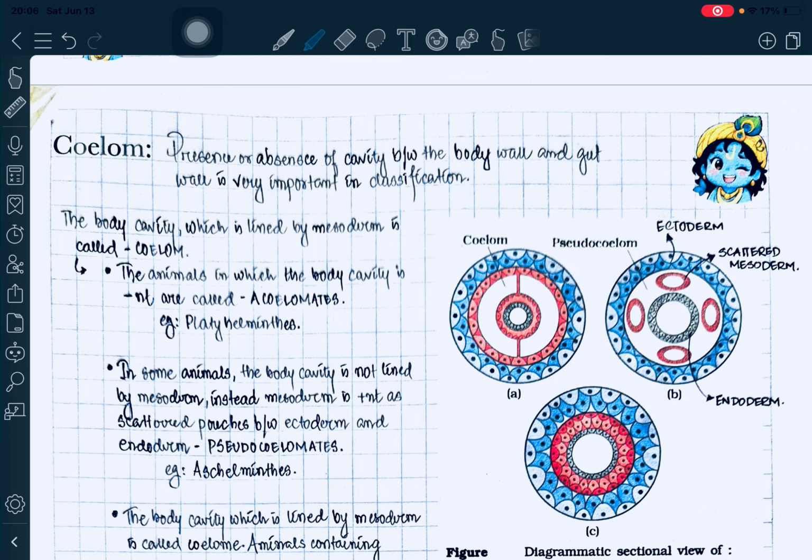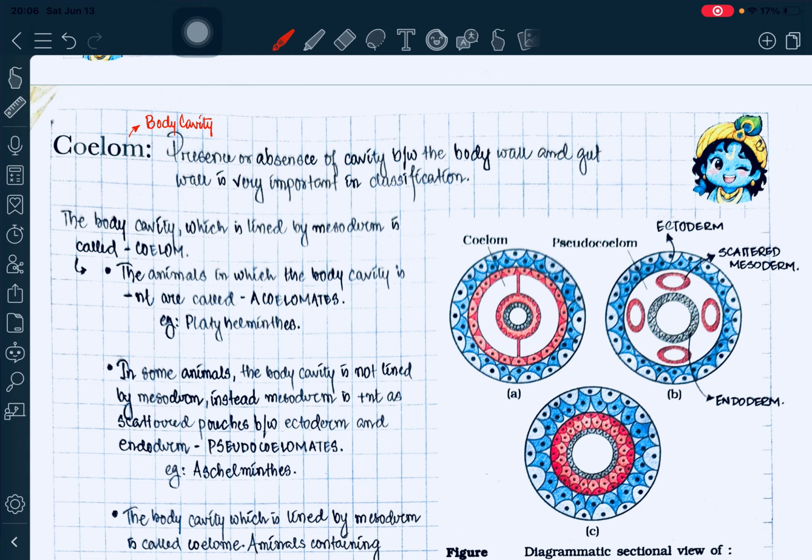Now the next basic understanding that we should have is about the coelom. Sir, what is coelom? Coelom means body cavity.